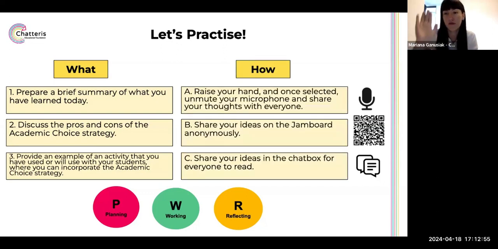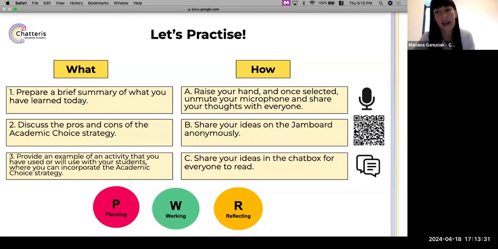So you could raise your Zoom hand, and once selected, unmute your microphone and simply share your answer. And at the beginning of the session, quite a few people said that they enjoy public speaking, so I really expect to see a few hands now. Or you can choose to scan the QR code and join the Jamboard and share your thoughts anonymously. Or you can share your ideas in the chat box for everybody to read. So you have several content and several process options to choose from. And I will give you 5 minutes to work on this task.